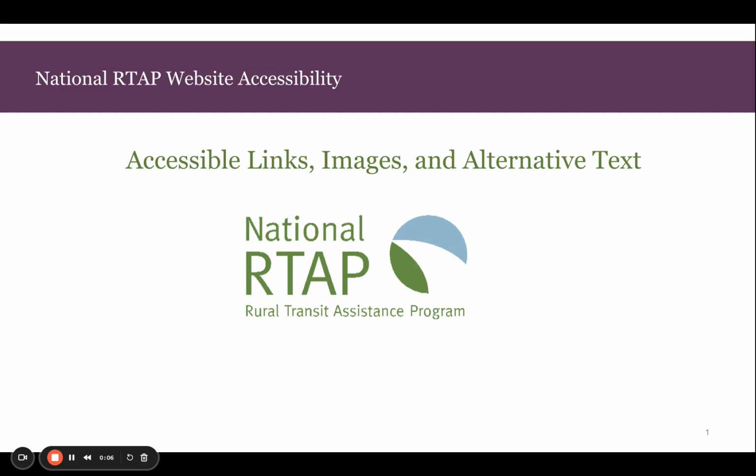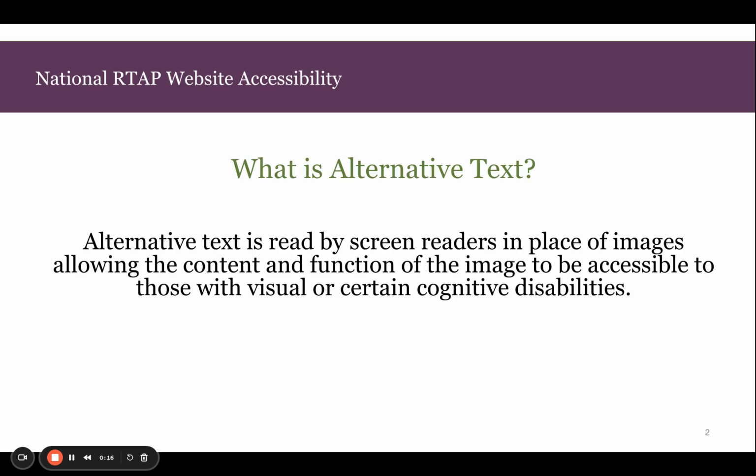Hello. Today we're here to discuss website accessibility, accessible links, images, and alternative text. What is alternative text? Alternative text is read by screen readers in place of images, allowing the content and function of the image to be accessible to those with visual or certain cognitive disabilities.